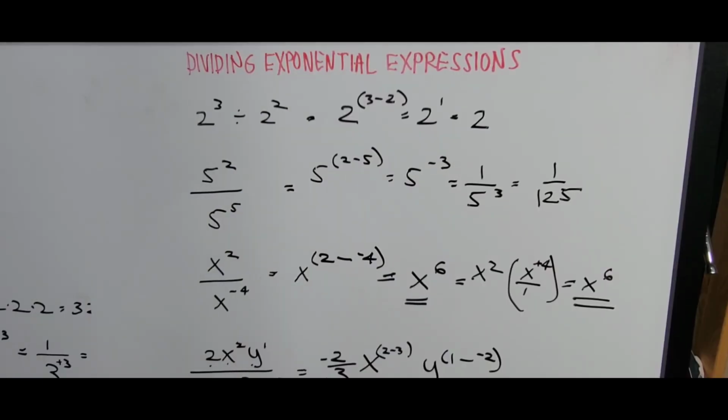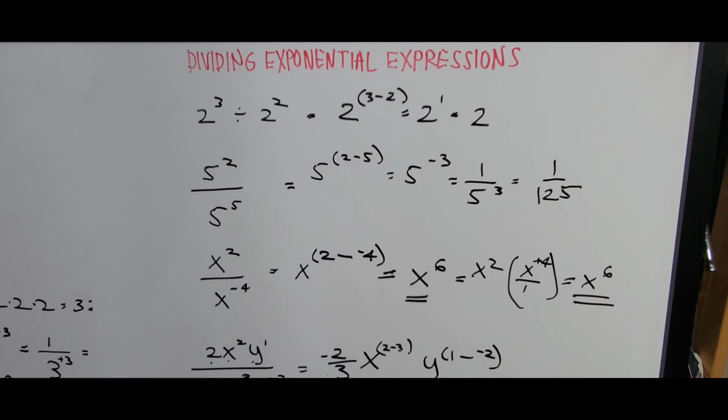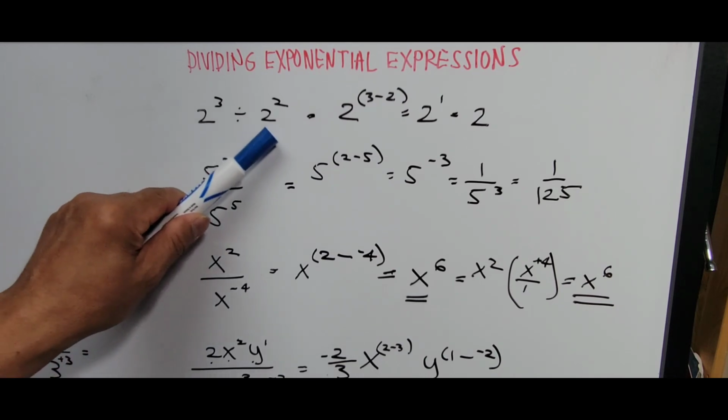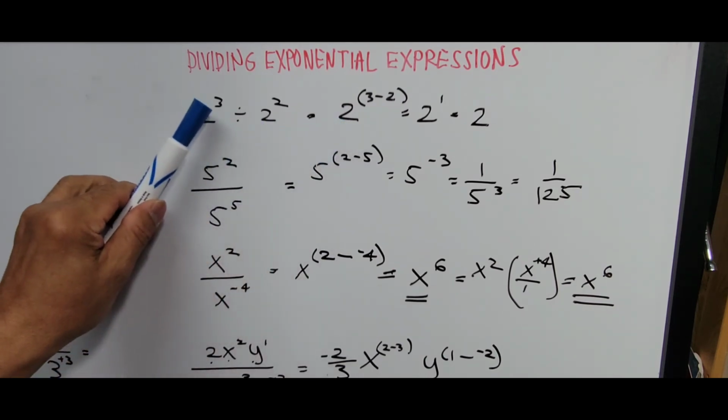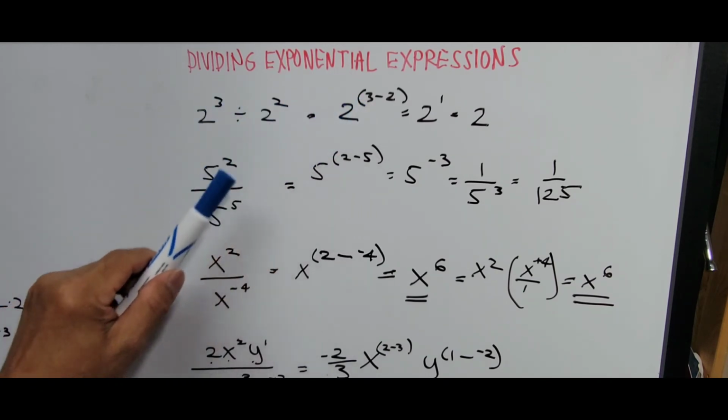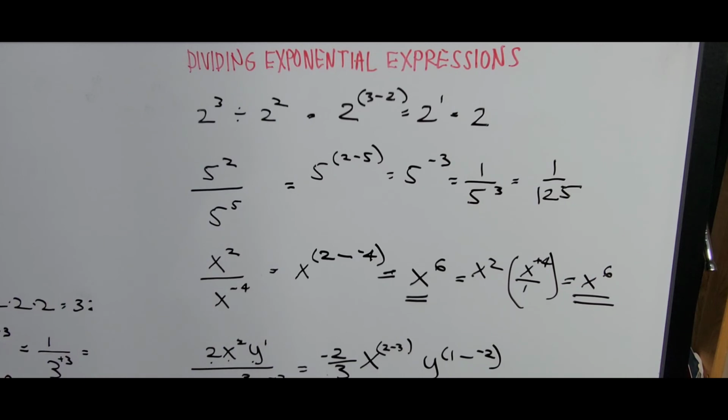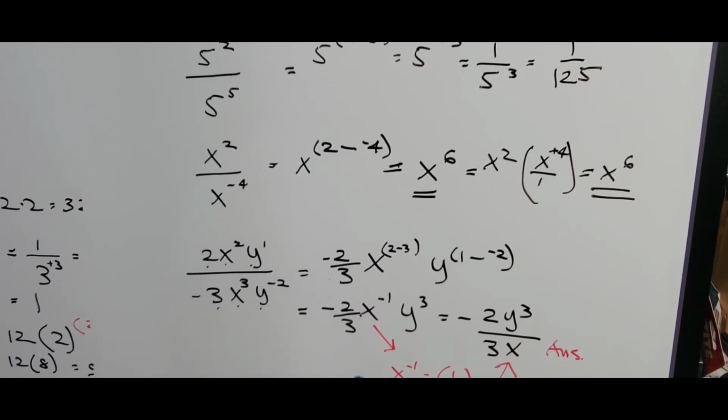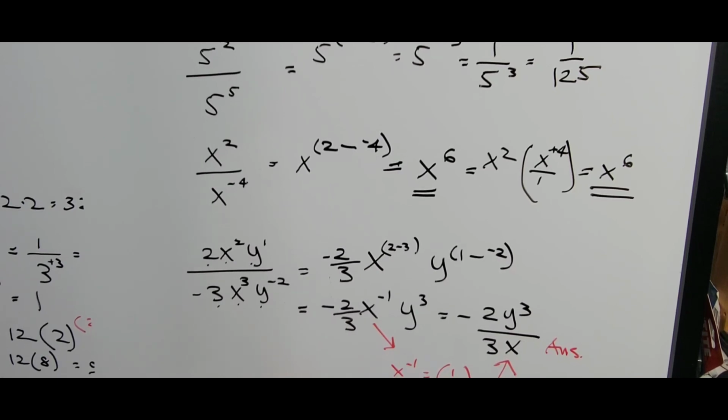In dividing exponential expressions, all we have to do is make sure that we have the same base. Even though their exponents are different, all you have to do is copy the base like this, 2 divided by 2, and then subtract the exponents, 3 minus 2. The same thing over here. Whenever you arrive at a negative exponent, that means you need to get the reciprocal, like this one, negative 1: you get the reciprocal, 1 over x, and change the sign from negative to positive.